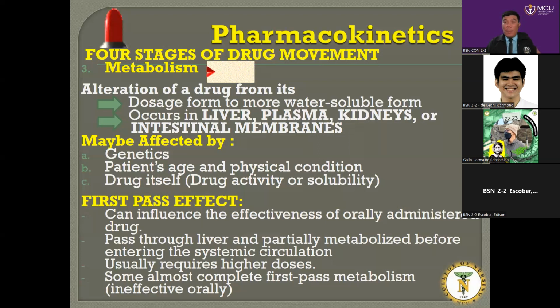usually nagme-metabolize niyan liver, pero the excretion happens after metabolism sa intestinal tract. Kaya observe ninyo ang stool pag nagtitake ng ferrous sulfate, dark colored. Yan, because that facilitates excretion via stool. So pag mga multivitamins naman, the excretion happens with the kidneys, and that facilitates through the urine. So by plasma, by liver, by kidney, by intestinal membrane. And this usually is affected by genetics.